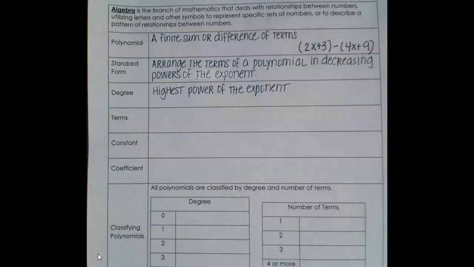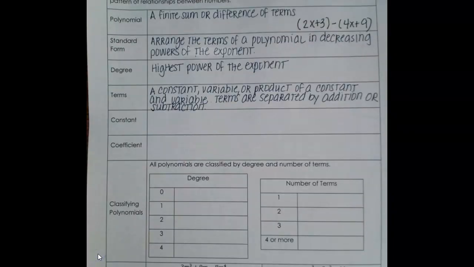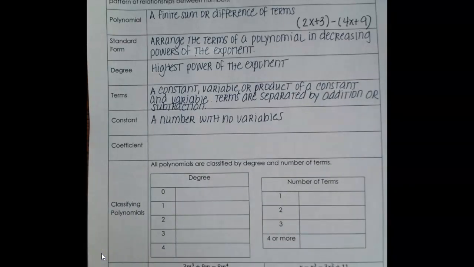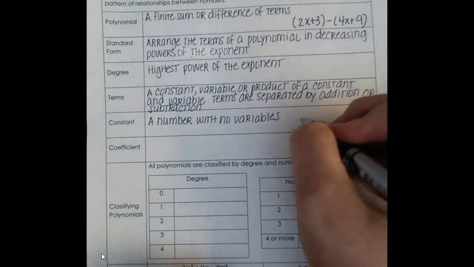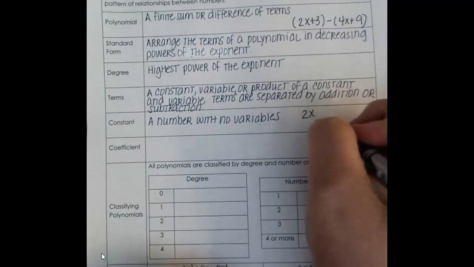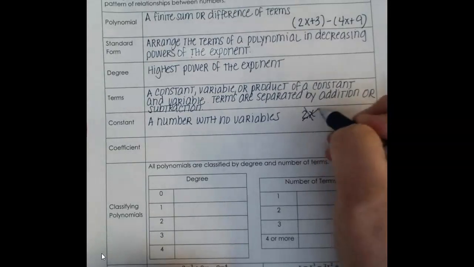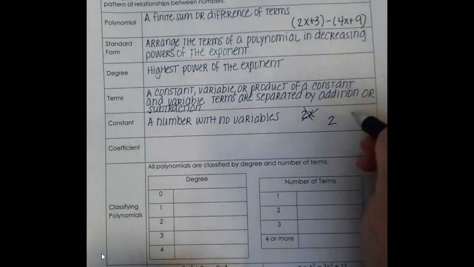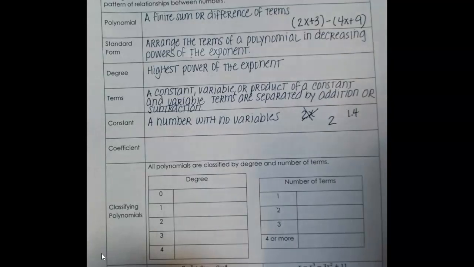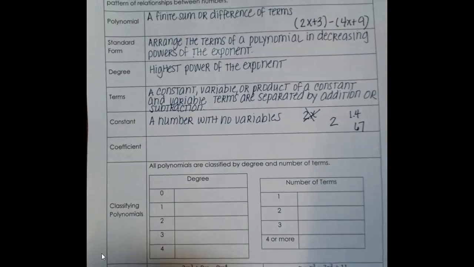Our next term is terms. Terms is a constant, variable, or product of a constant and variable. Terms are always separated by an addition or subtraction sign. A constant. A constant is a number with no variables. So if we had 2x, that is not a constant. We're going to cross that out. A constant would just be 2, or 1.4, or 67. It's just a number with no variables.